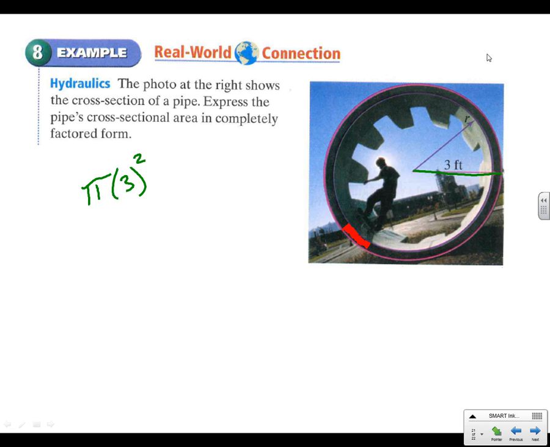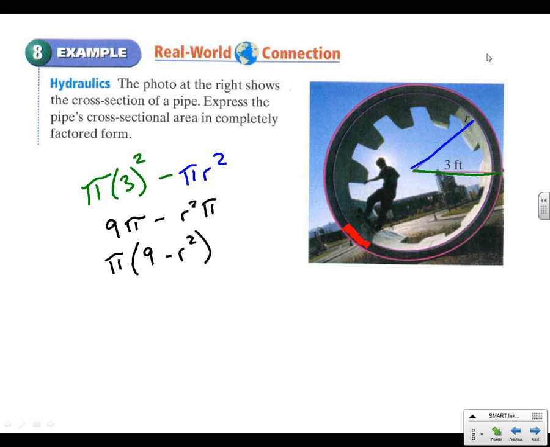And then we're going to take away the inner circle. So minus the inner circle goes out like this, but only r. We don't actually know that dimension. So minus pi r squared. We've got 1 circle minus another circle, and the difference is going to be what's left of the pipe on the edge. Let's clean this up. We've got 9 pi minus r squared pi. So let's factor out the pi, and then we're left with 9 minus r squared.